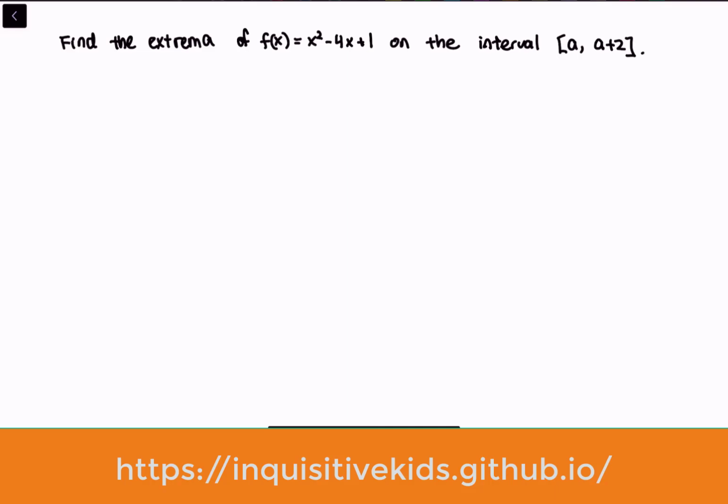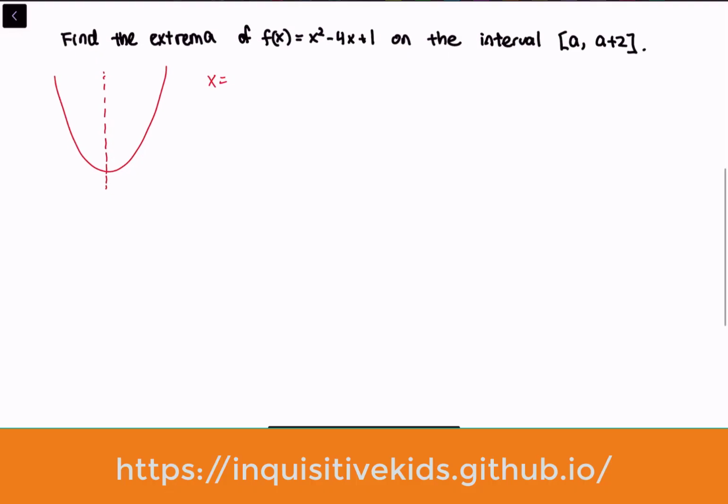Now here is another problem dealing with the extrema of a quadratic function. First, let's find the vertex of our parabola. We know that this parabola is facing up because the leading coefficient is positive. And the vertex always happens where x is equal to negative b over 2a. In this case, we would get positive 2 for x.